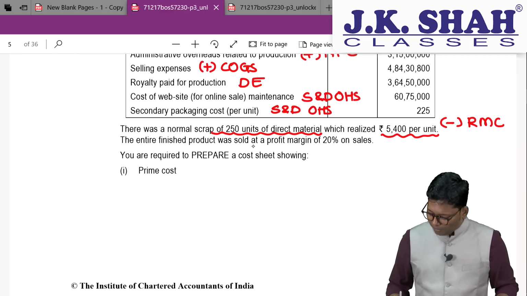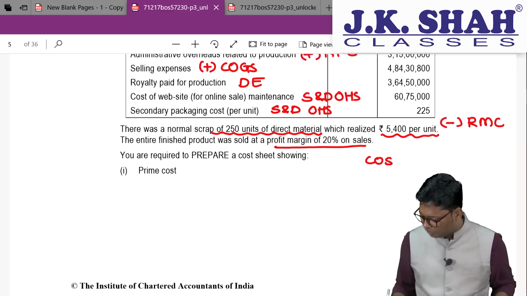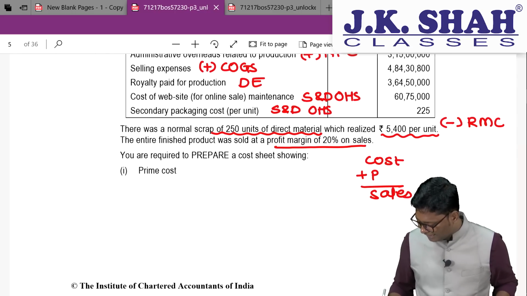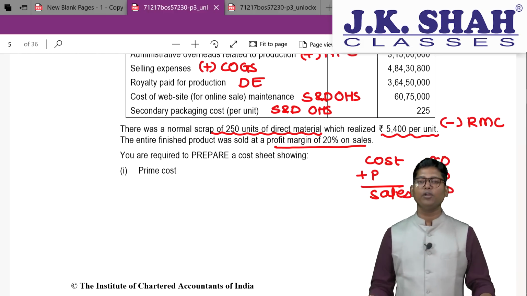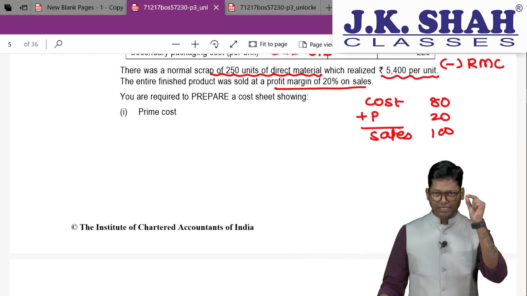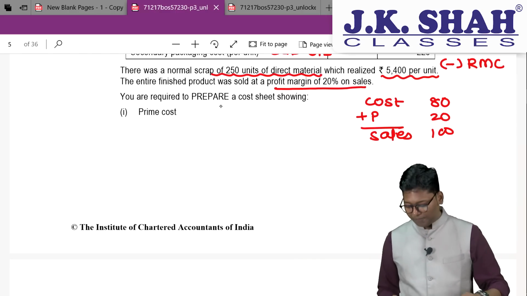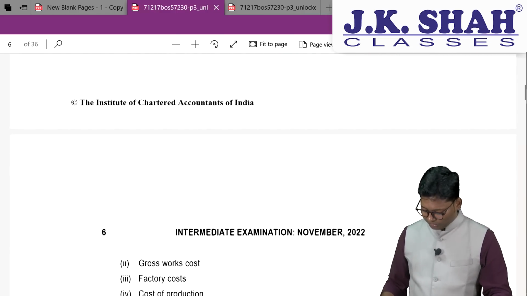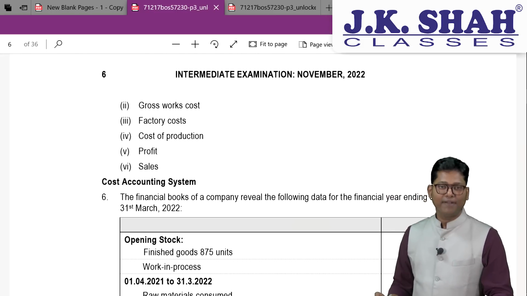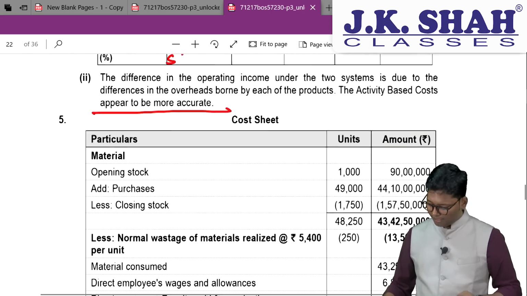The entire finished product was sold at a profit margin of 20% on sales, means your cost plus profit is equal to sales. So when selling price is 100, you are going to charge 20% profit. That means your cost will be 80%. So in short, your profit is 20% on sale, that is 25% on cost. You are required to prepare the cost sheet showing prime cost, gross work cost, factory cost, cost of production, profit and sale. You need to follow the entire format.